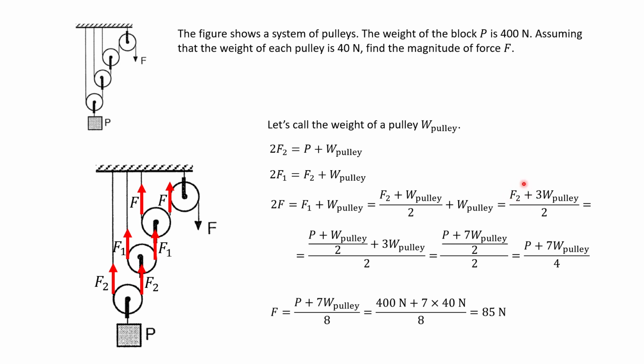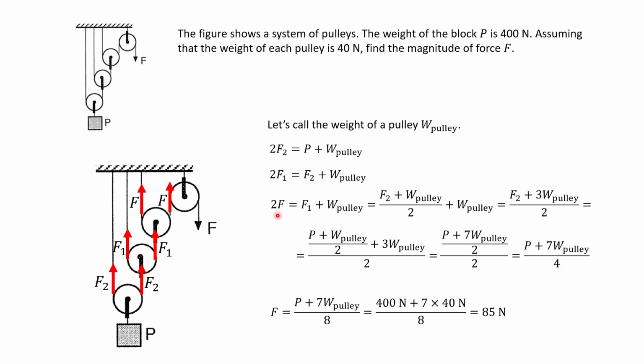Now F2 is given here, right? So for F2 you have P plus W divided by 2, if you divide both sides by 2. Then again I have a fraction here, so P plus W divided by 2 for F2, plus 3W. Again, I simply add this to this fraction, and then I divide it by 2, and that's what I have: P plus 7W divided by 4.